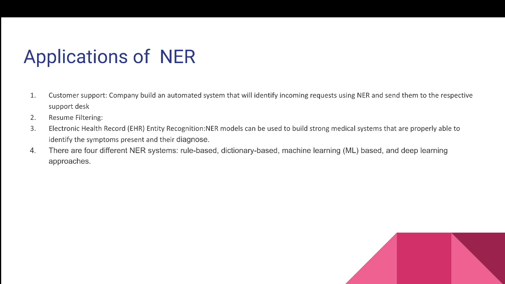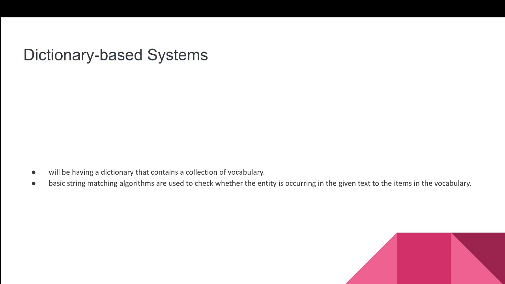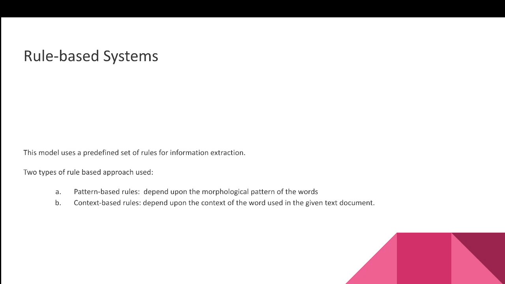There are four different NER systems we can have: rule-based, dictionary-based, machine learning-based, and deep learning approaches. Let's go one by one. How can we develop a NER model using the dictionary-based system? We will have a dictionary that contains the collection, the vocabulary, and it's basically a string matching algorithm to check whether the entities occurring in the given text are in the vocabulary or not.